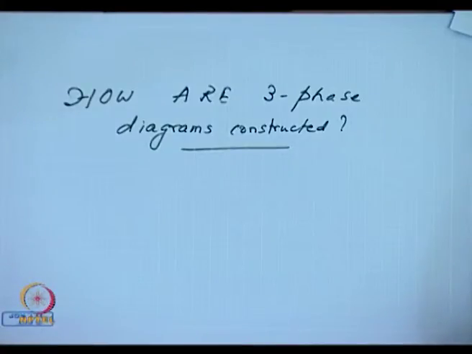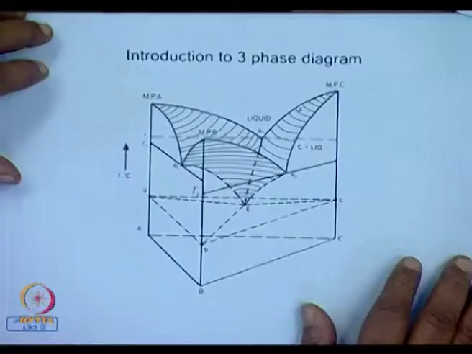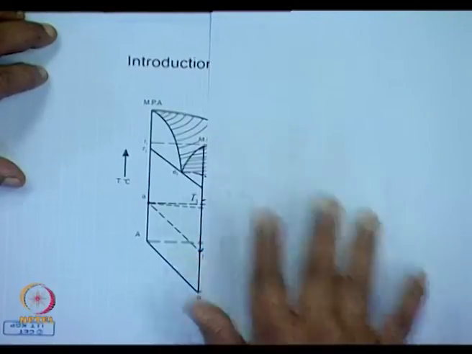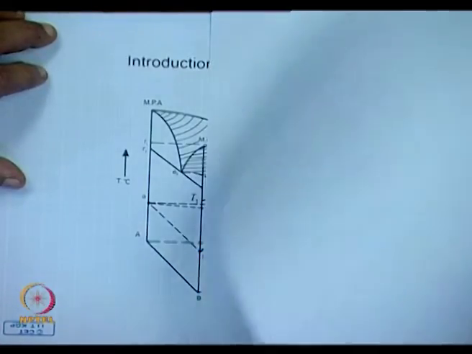In this segment, what I shall be dwelling on is how these three-phase diagrams are constructed. How do we represent the three different phases which I talked of in the last lecture on a two-dimensional one? Let me start off from here. Let us forget about these parts.